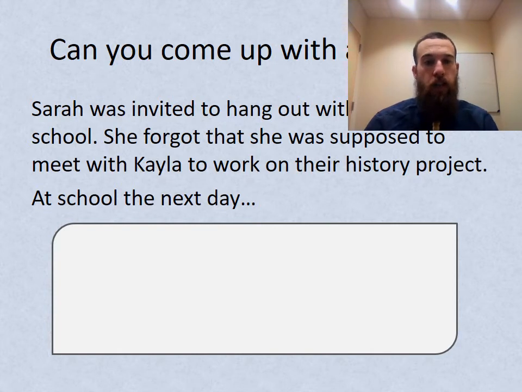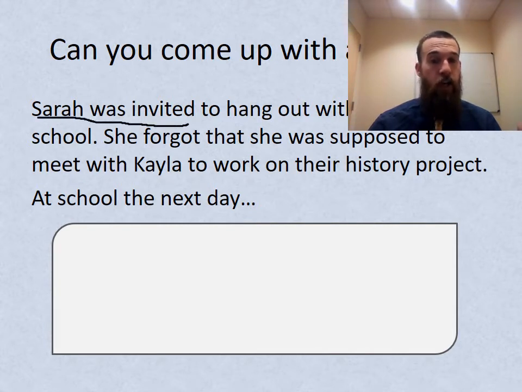So we have, Sarah was invited to hang out with Robert after school. She forgot that she was supposed to meet with Kayla to work on their history project. At school the next day, so what are some things that might happen as a result of this? And like I said before, there's not always just one effect. So our effect might be something about the way Sarah is feeling, because Sarah was invited and she forgot to go. So she might be feeling a certain way because she forgot about her friend.